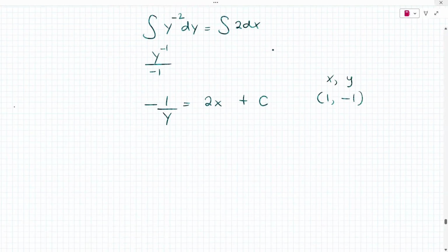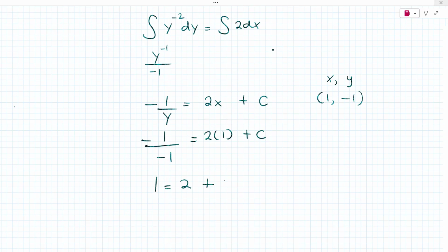Okay, so replace your y with -1, replace your x with +1. So it's -1 over y, which is -1, equals 2 times x, which is 1, plus c. -1 divided by -1 is +1, and then 2 times 1 is 2 plus c. Solve for c, so you're going to subtract 2, and you get c equals 1 minus 2, which is -1.